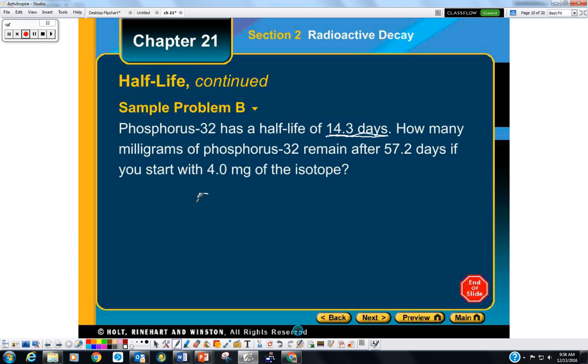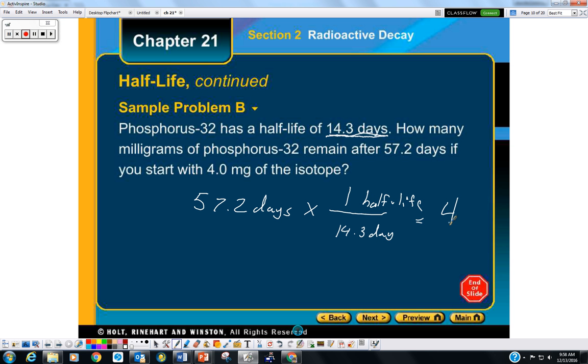The first thing that we need to find out is how many half-lives have occurred. So we have 57.2 days equals 1 over 14.3 days, so 1 half-life. So how many half-lives have occurred? 4.